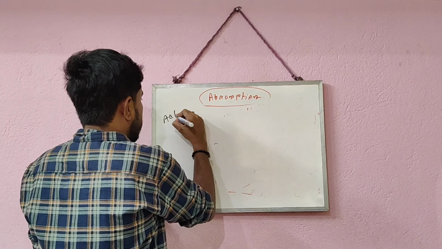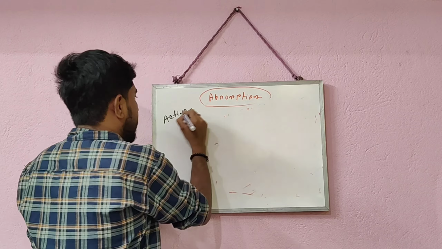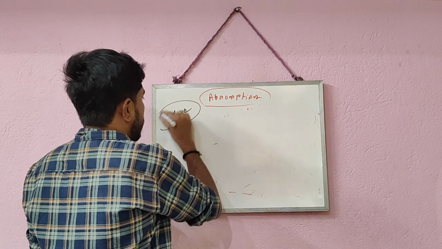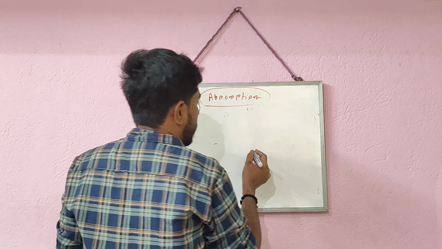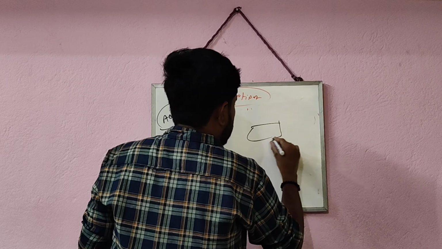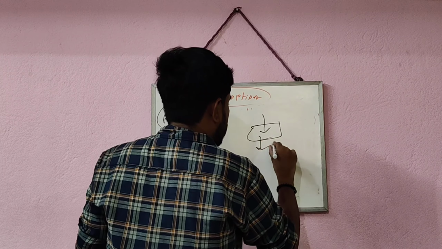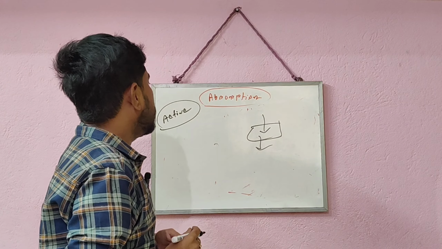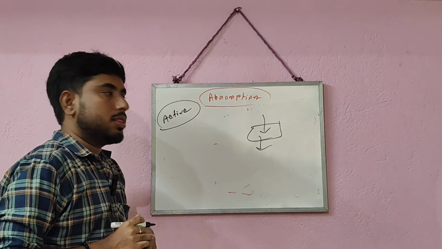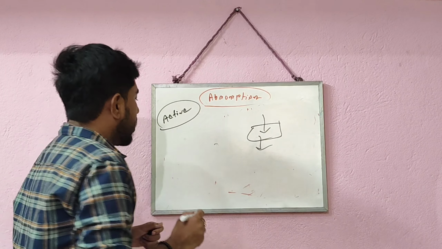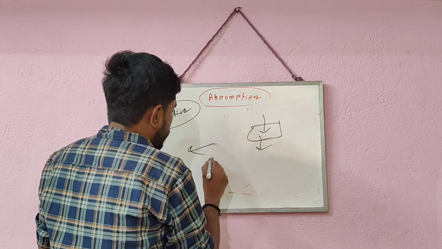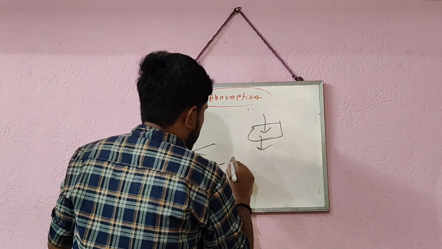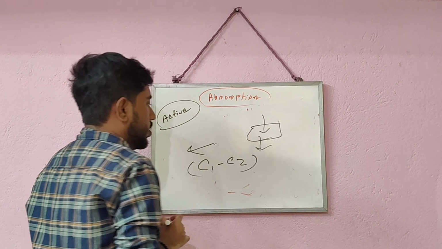I already discussed what active transport is. Active transport is also a transcellular absorption method where the drug is absorbed through the GI epithelial cell. What is the difference between passive and active? I already discussed: in active transport, the drug generally moves against the concentration gradient.